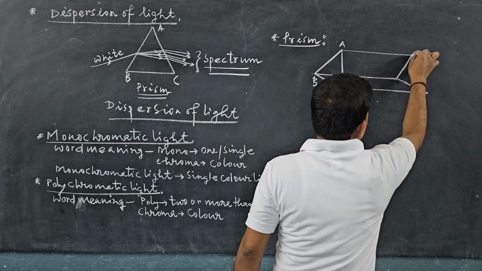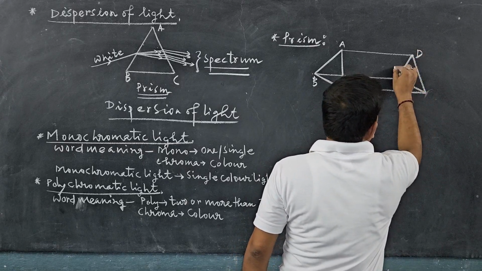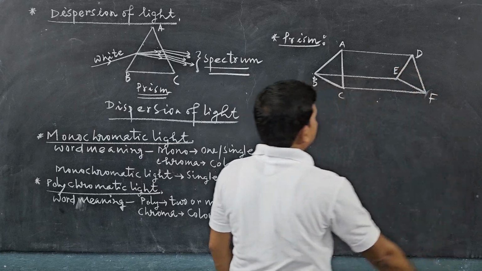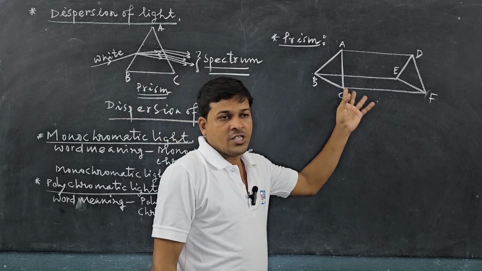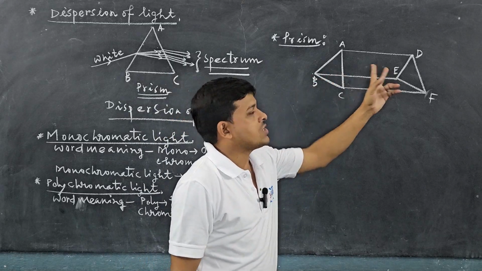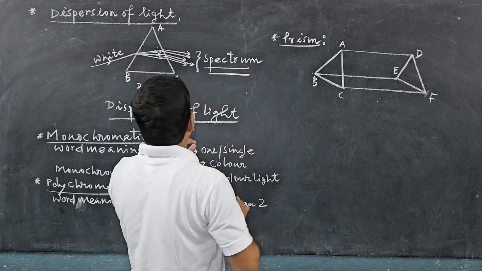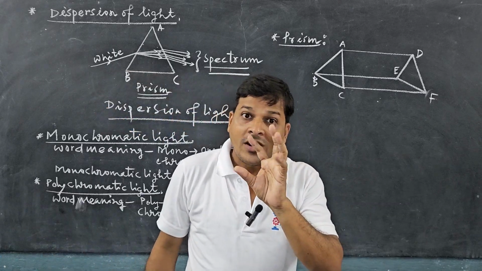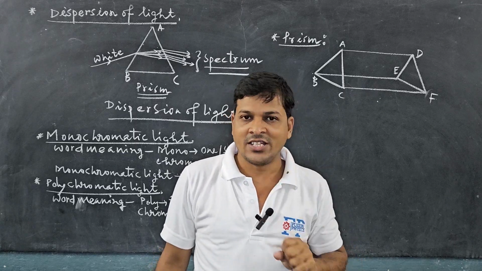It looks like a tent. This is D, E, F. Two triangular surfaces and three rectangular surfaces. This is a prism, which has three rectangular surfaces and two triangular surfaces. This is a very frequently asked question in your board exam. Another dispersive medium is the water bubble, the soap bubble. These are also dispersive media.